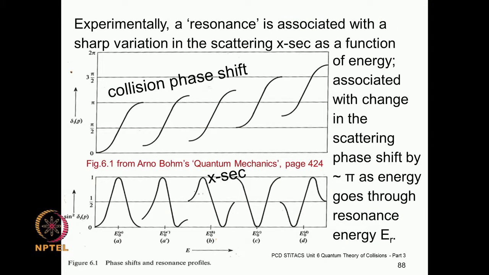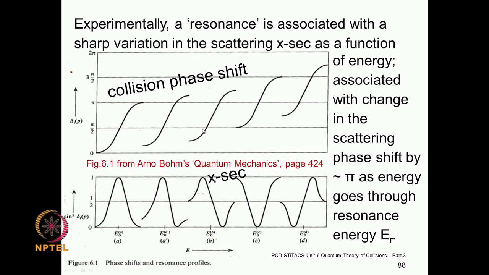So here is an example of the phase shift. Here in each case, there are various figures, and this is also from Arno Bohm's book. So here you have the phase shift changing through pi in all of these 5 figures, okay? But the starting phase shift is 0 only for the first curve. For the second, it is somewhat different. For the third, again, it is somewhat different. For the fourth, it is different. And for the fifth, it is different.